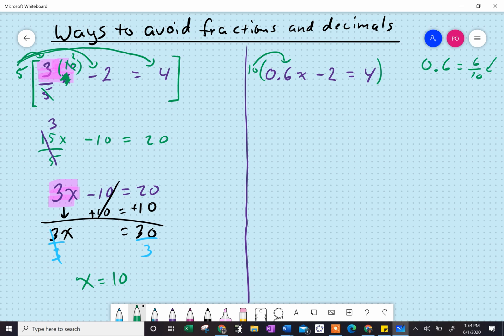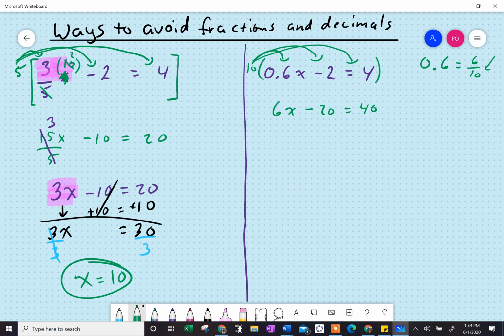So when I do this, I get 0.6 times 10. You just move the decimal over 1, it becomes 6x minus 20 equals 40. Now, if we do our math right, we should get x equals 10. So let's see what happens.